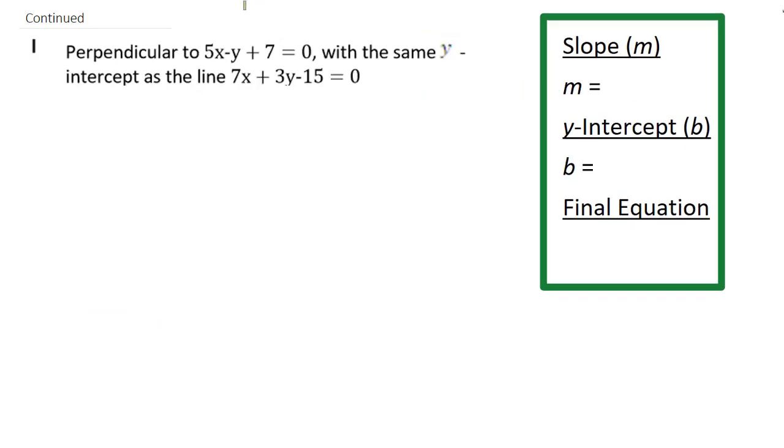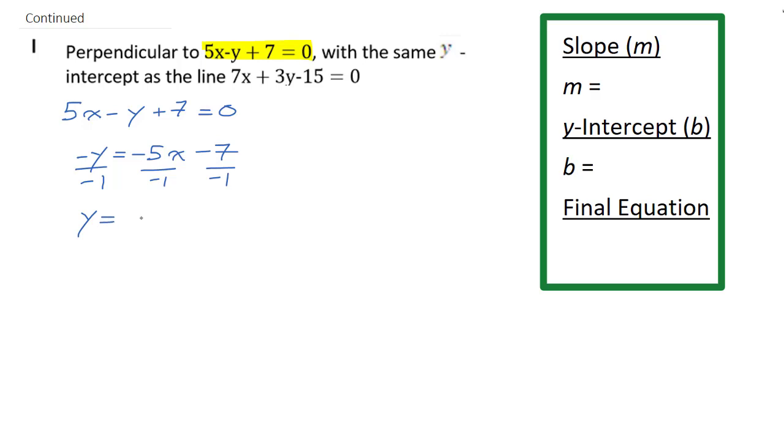This next one says your line is perpendicular to 5x minus y plus 7. Perpendicular means the slopes are negative reciprocals, but I have no idea what the slope of that line is. So let me write it out a little neater. That's in standard form, so we need to put it into y equals mx plus b form. I'm going to leave the negative y on this side, move the 5x over by subtracting 5x, and subtract 7 from both sides. Then I'm going to divide both sides by -1, because we don't want to know what negative y is, just what y is. So y equals positive 5x plus 7.